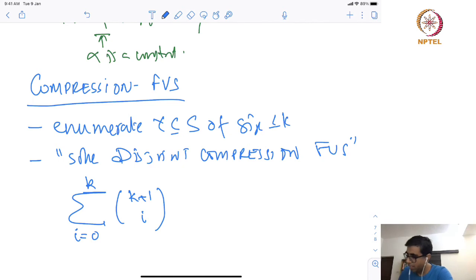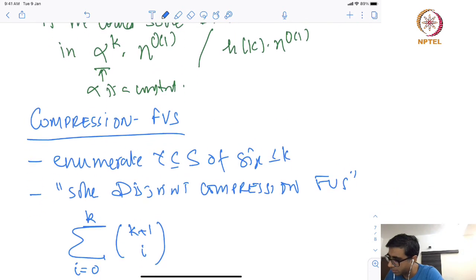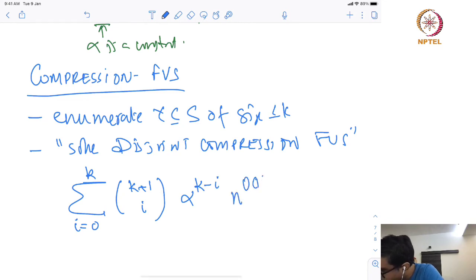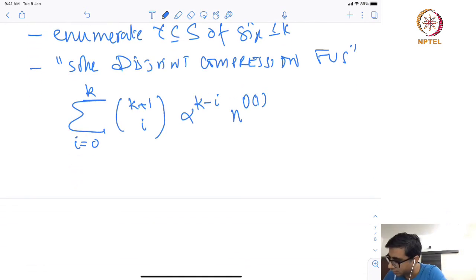And then what problem am I going to solve? I am going to solve disjoint compression. Say for example that it runs in time alpha to the power k minus i times n to the power big O of 1. So this is my running time to solve disjoint compression.